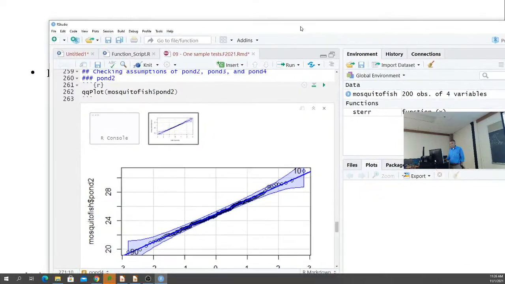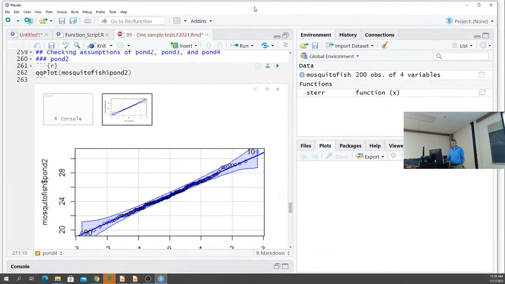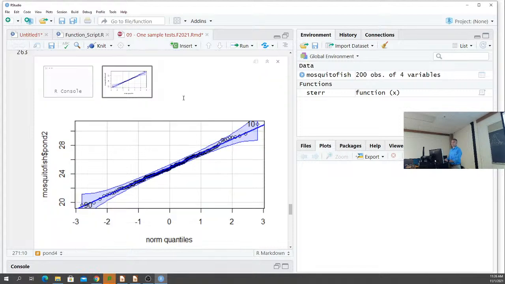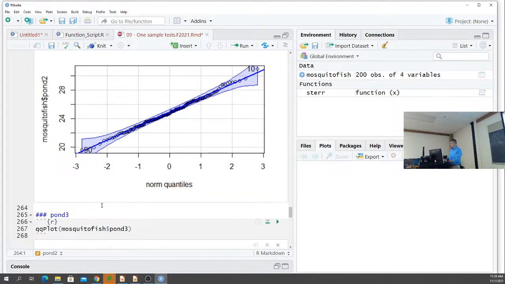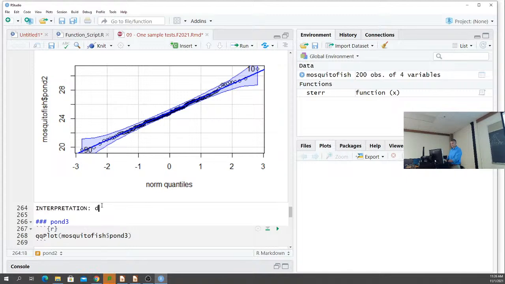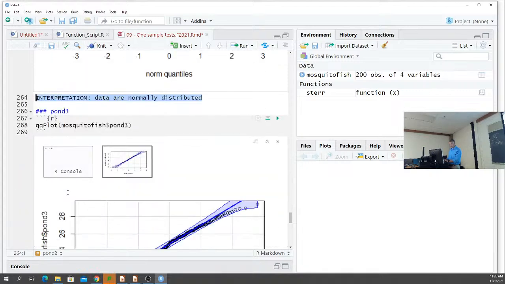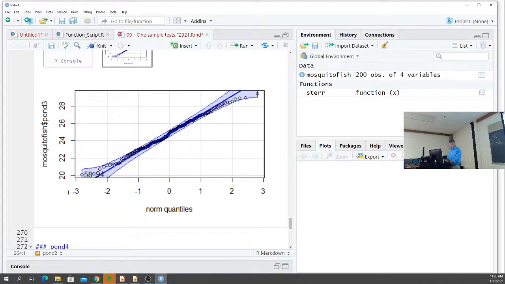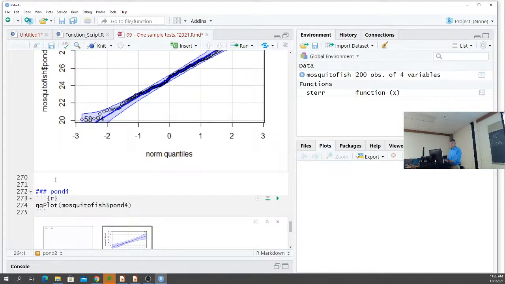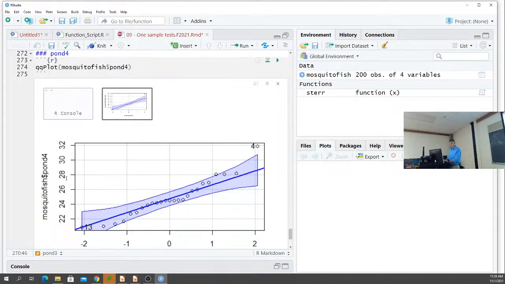I'm going to go through this. QQ plot, pond 2. What do you think? Normally distributed? Yeah, I think so. Data are normally distributed. Looks good. Pond 3, what do you think? Yep, looks good. Pond 4.